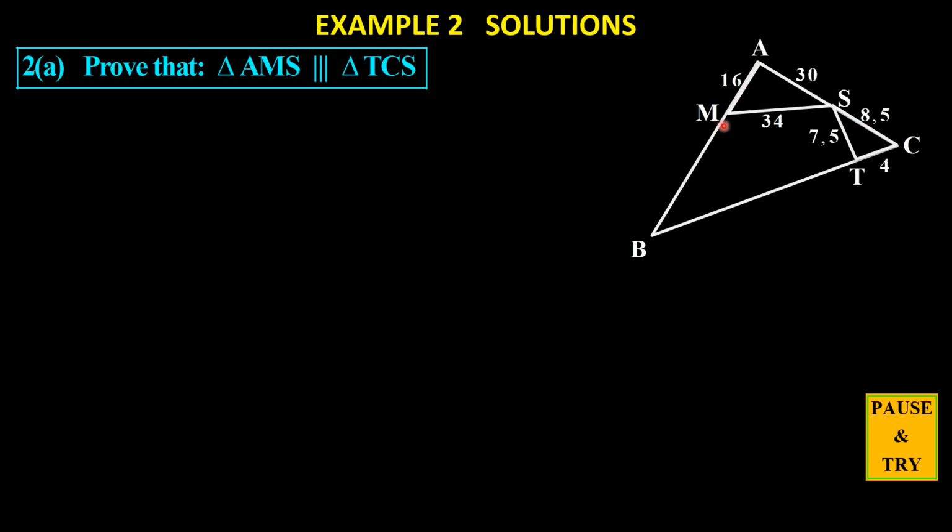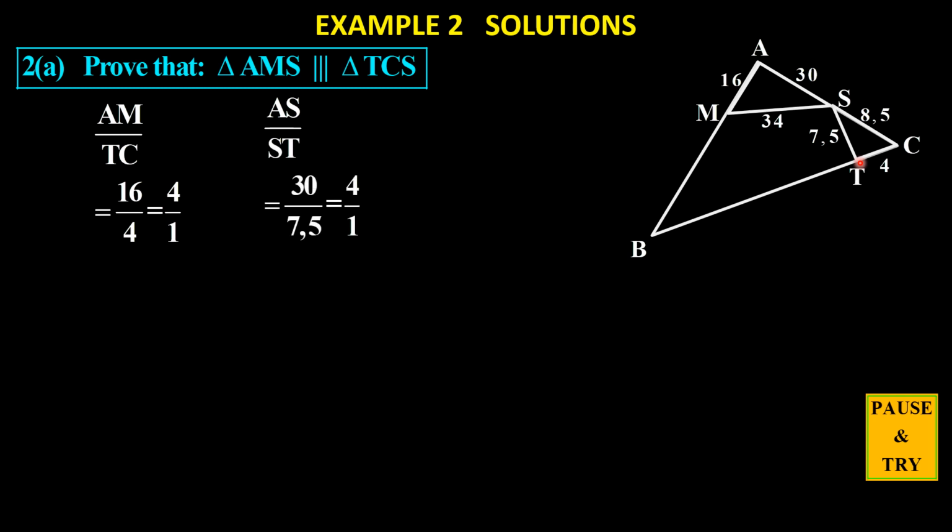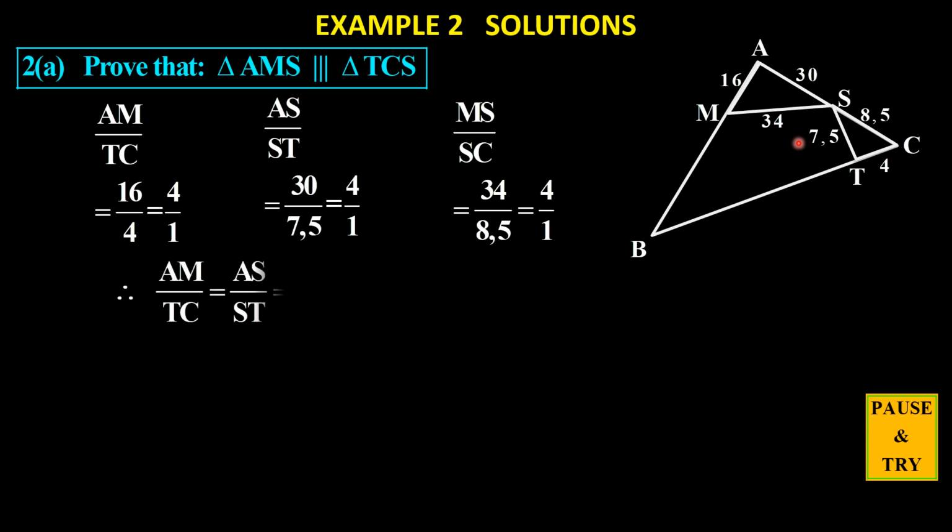So let's start MA with TC. Let's do that. AM over TC is 16 over 4, and that is 4. Then we take the next length, AS with ST, and that is 30 over 7,5. We simplify, it gives us a 4. And the same way, MS with SC, and that gives us also a 4. We notice that those fractions are equal, therefore the corresponding sides are in proportion. Now, if they are in proportion, that means they have to be similar.